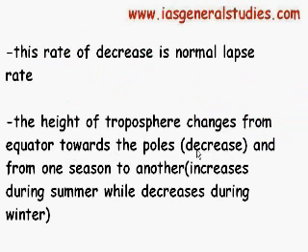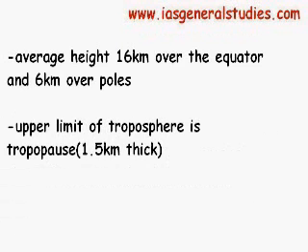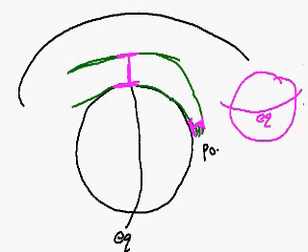So the height of the troposphere decreases from equator toward the pole, and from one season to another it increases during summer while it decreases during the winter. And the average height is 16 km over the equator and 6 km over the poles. So again this average height is around 16 km in the equator and it is just 6 km in the pole. I think you are understanding better because of the diagram.